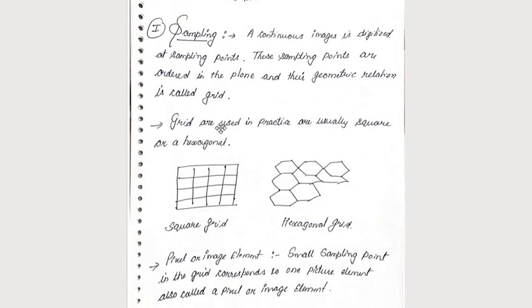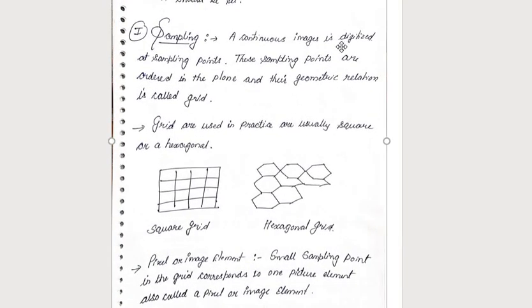And next we are having the sampling. A continuous image is digitized, is divided at the sampling points. These sampling points are ordered in the plane and their geometric relation is called the grid. Like square grid, this is hexagonal grid. Generally we use these two types of grids.